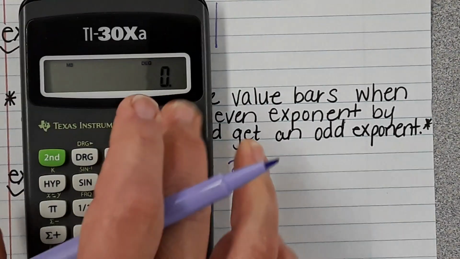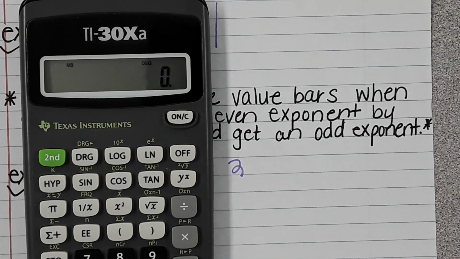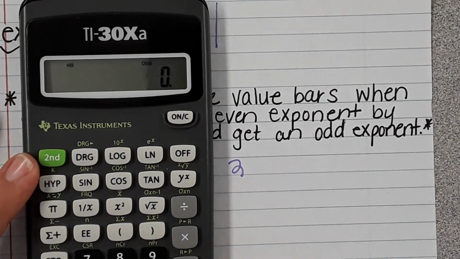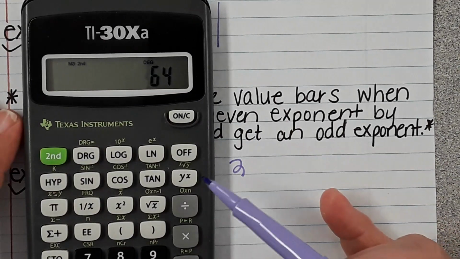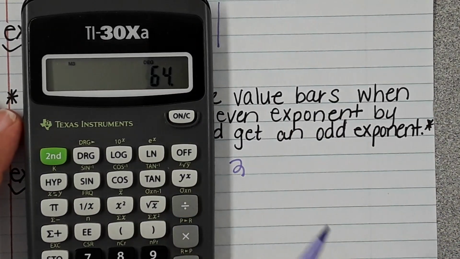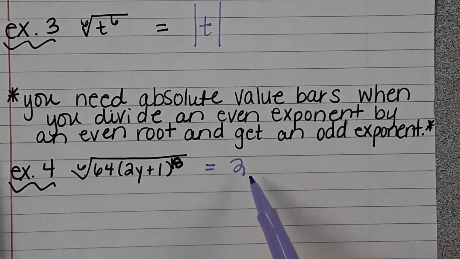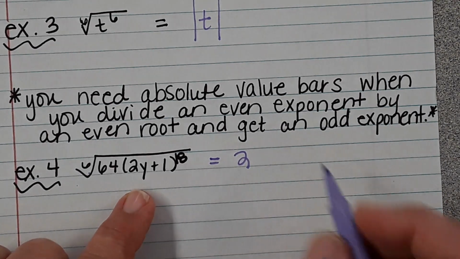If you have this calculator, this one, what goes in first? The root or the number underneath the radical? In this case, it is 64. You hit second, and then you're going to hit 6 because that's our root, and we should get the answer, and that's what we get. So now that takes care of the 64. Now we're going to take care of the 2y plus 1.